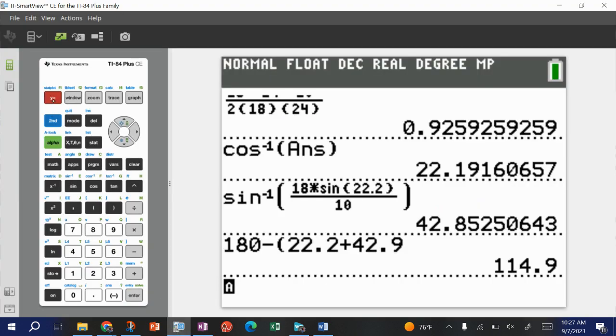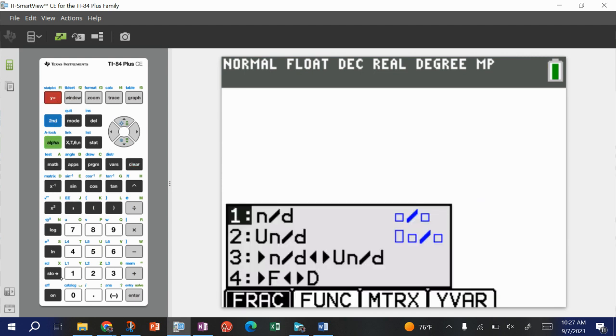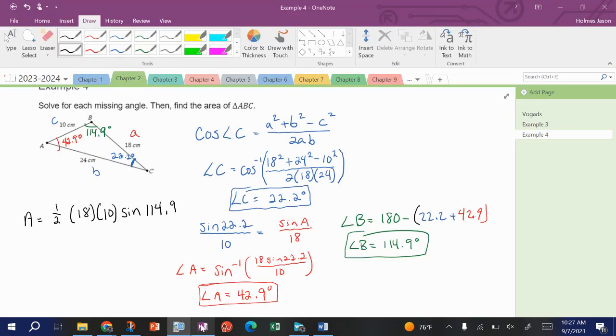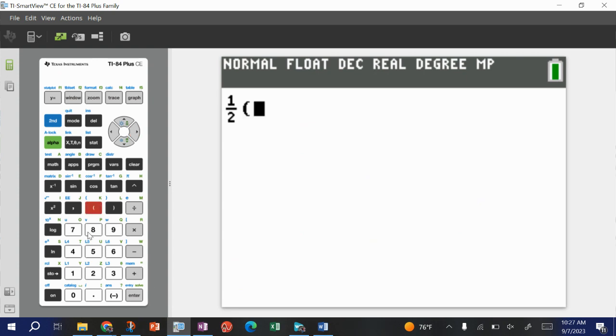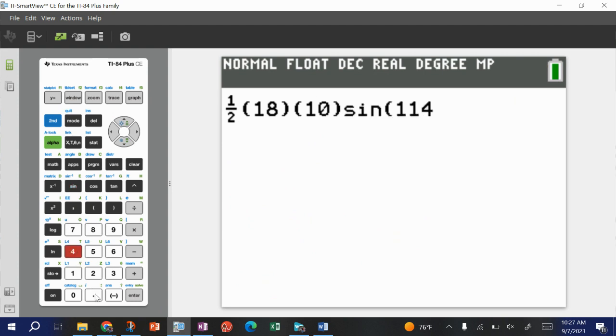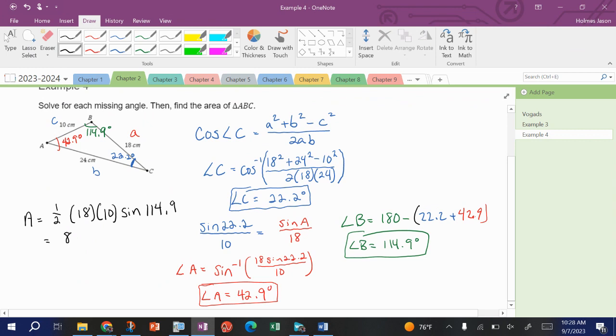So we're going to use our alpha y equals for 1 over 2, 1/2, and we have 18. So we're going to use parentheses 18, parentheses 10, sine of 114.9, parenthesis, and I'm going to press enter, and I get 81.6. So 81.6 centimeters squared.